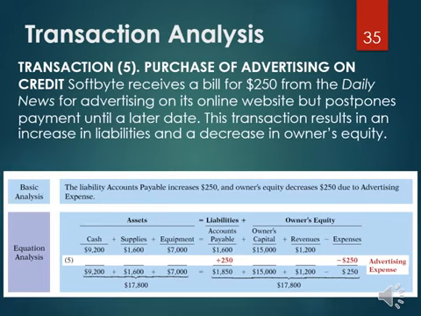Transaction 5. Purchase of advertising on credit. SoftBite receives a bill for $250 from the Daily News for advertising on its online website but postpones payment until a later date. This transaction results in an increase in liabilities and a decrease in owner's equity.